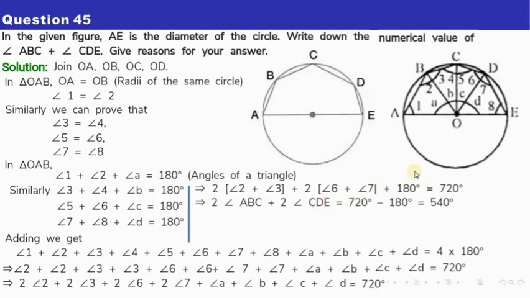Alright, this 180 is kept out there, so it becomes 720 minus 180. And what is 720 minus 180? It is 540. Alright, so again here 2 is common, and if I send this 2 to the denominator, we will get angle ABC plus CDE will be equal to 270. That is, 540 divided by 2 will be 270. Okay, so with this we have finished this problem. So pause the video to note down.